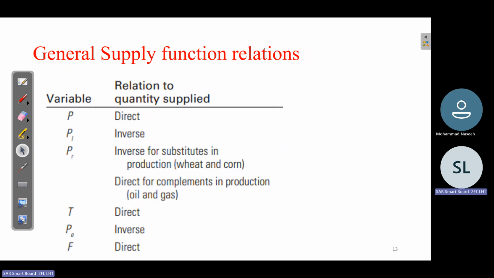Therefore, technological improvement will result in increasing the productivity. As a result of productivity, the number of units produced will be increased. Therefore, supply will be increased. The relationship is direct. Clear?